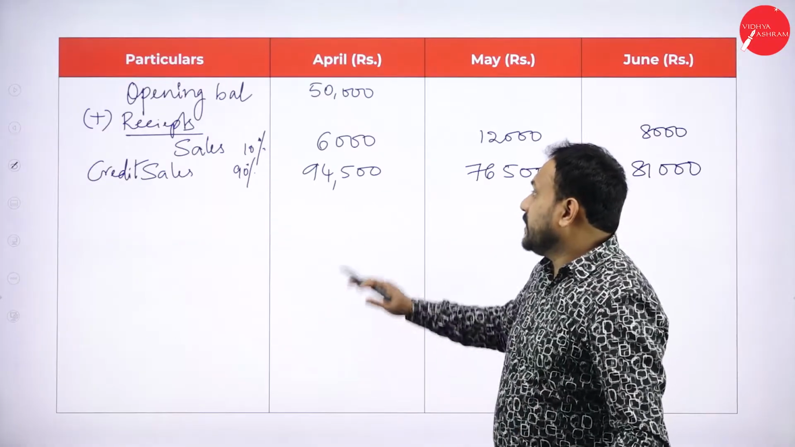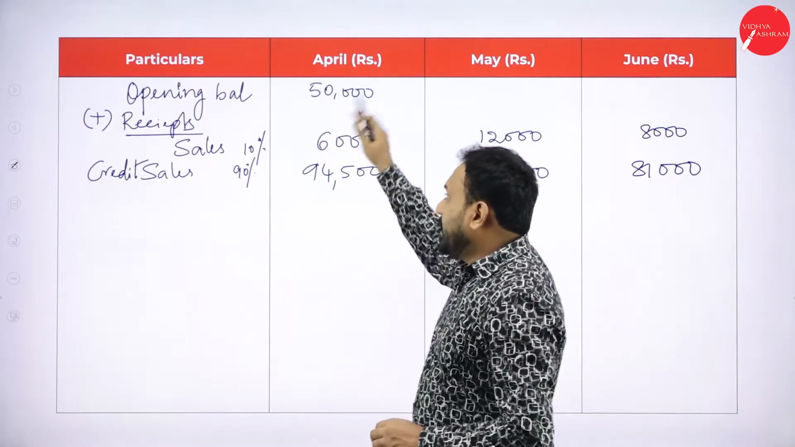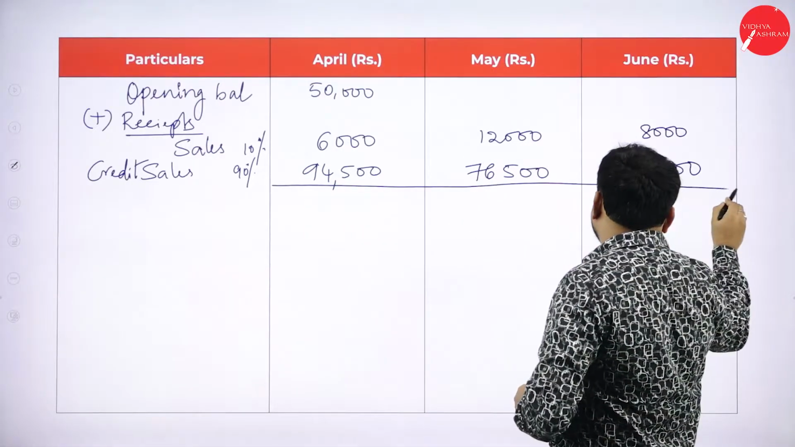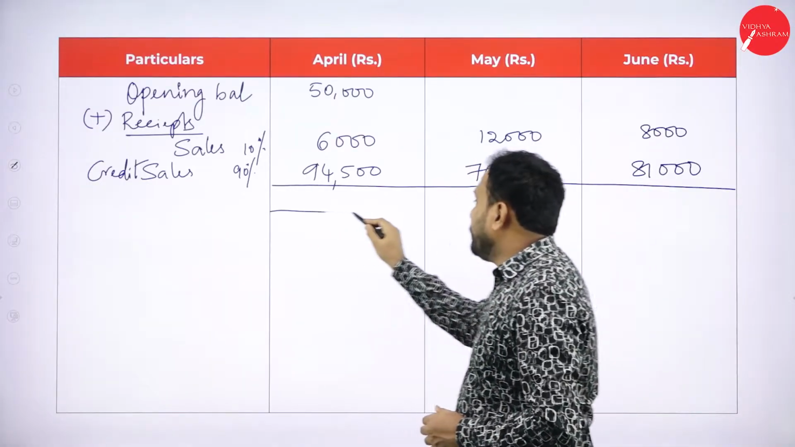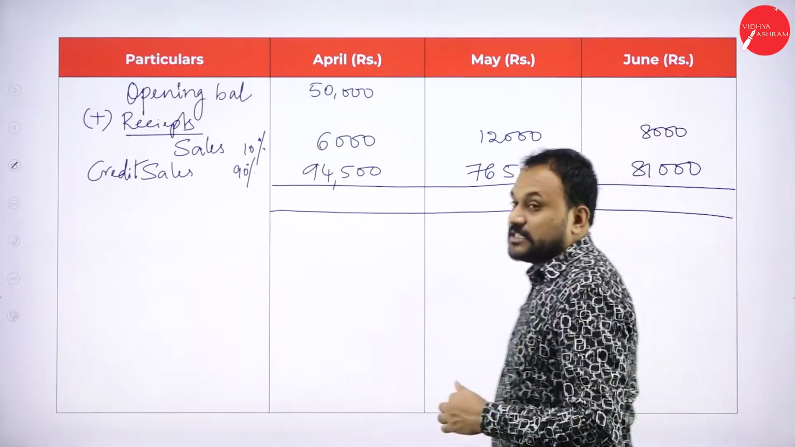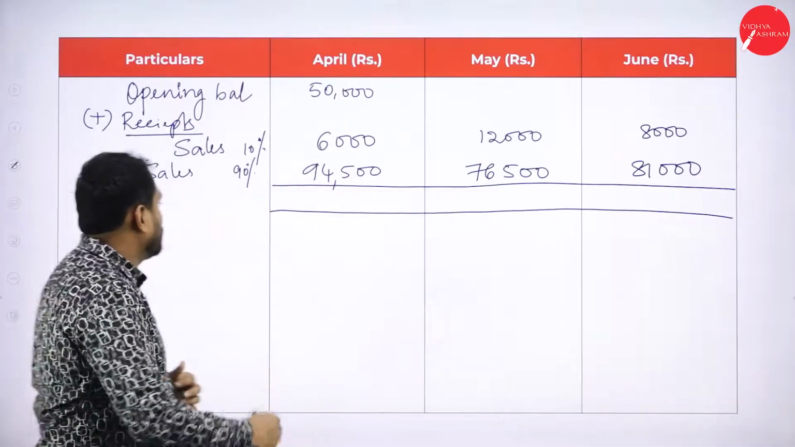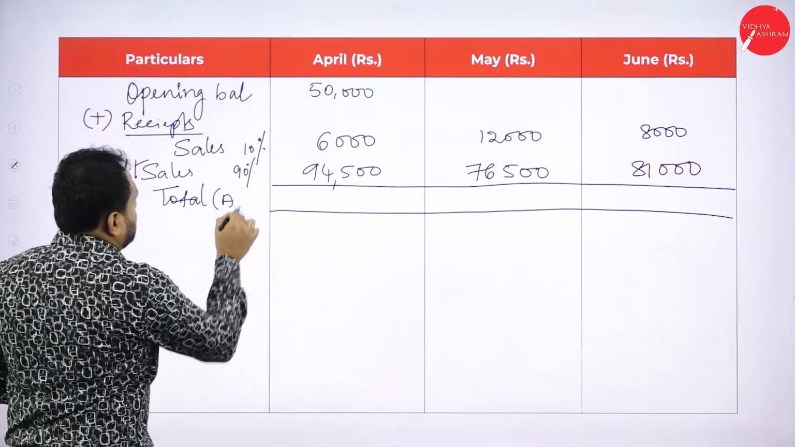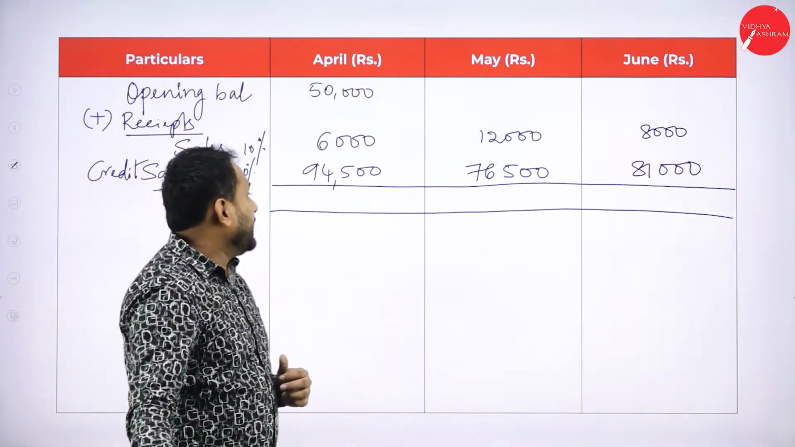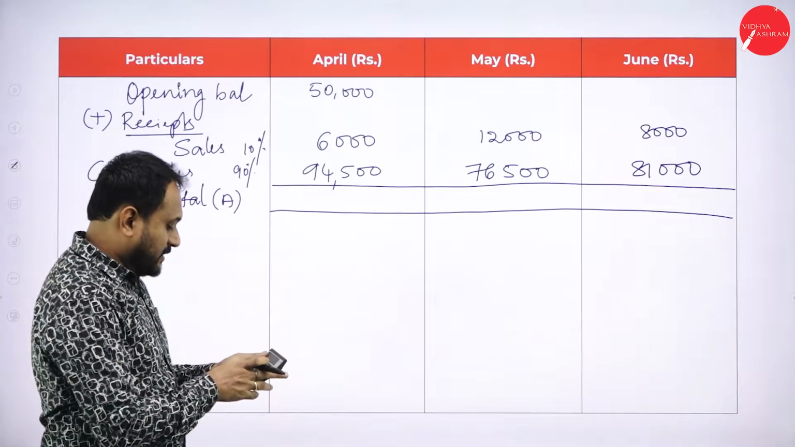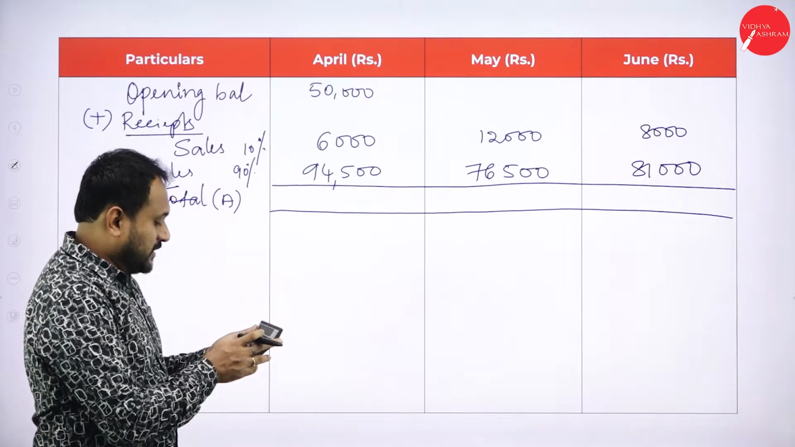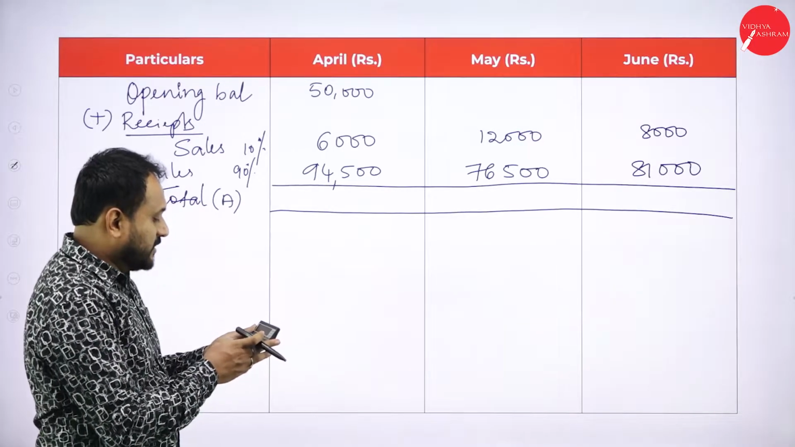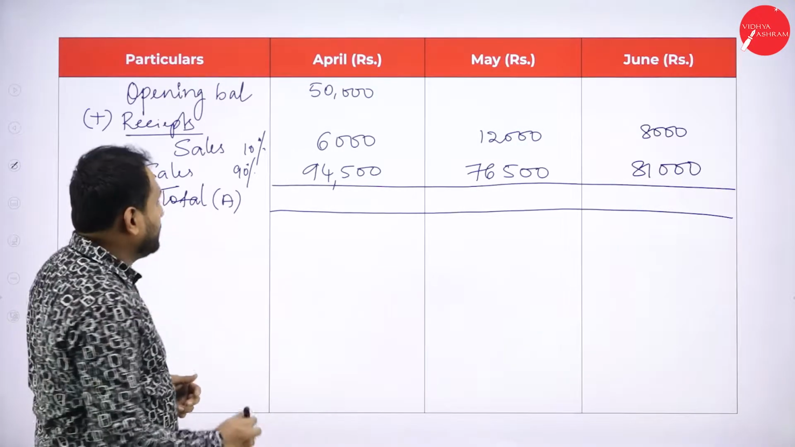Let's go with here. Now we have opening balance 50, then we went with receipts. Now we don't have any other receipts. We need to calculate the total. We will denote this as total of A. Now here, let's take the calculator. Now we have 50,000 plus 6,000 plus 94,500 is equal to 1,50,500.